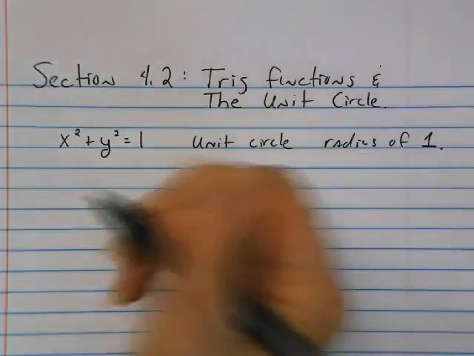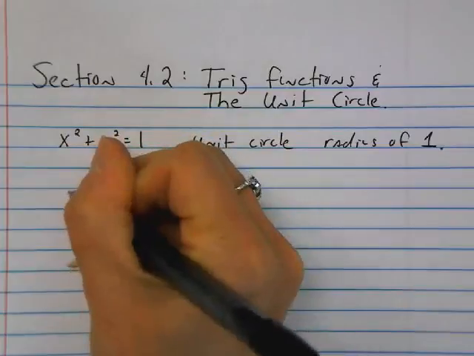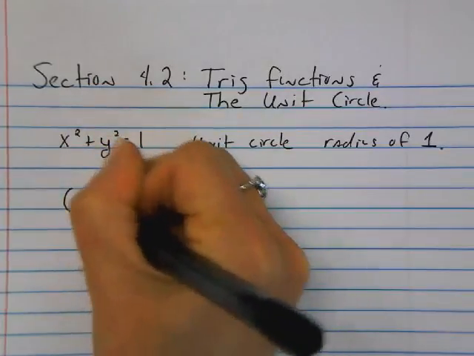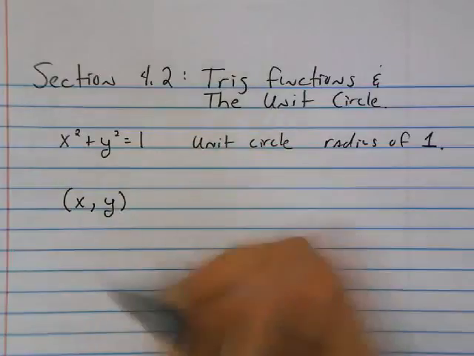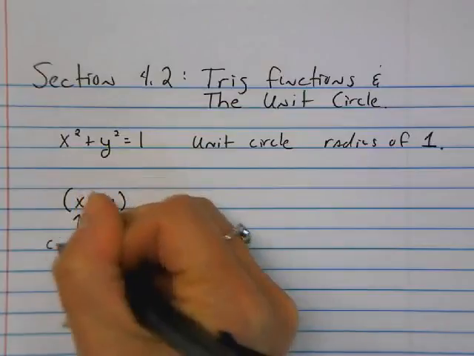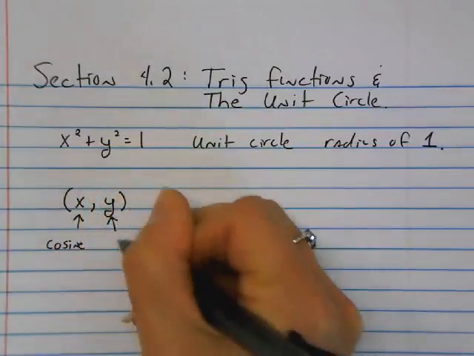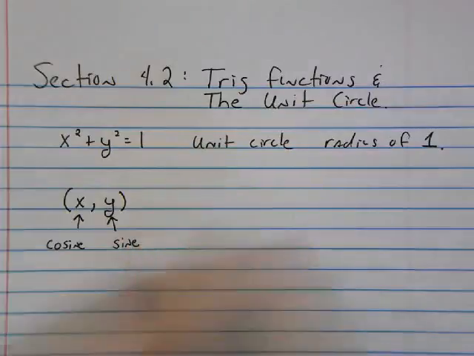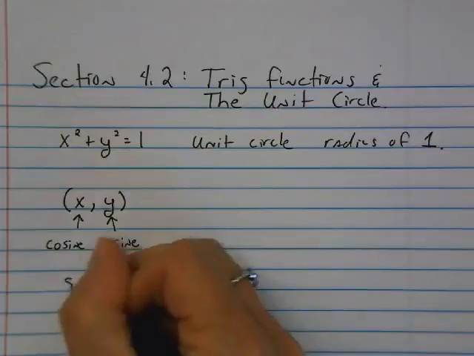Okay? Now we're going to go ahead and define our trig functions. So in an ordered pair, we normally have x, y. So the x value is going to represent the cosine, and the y value will represent the sine of the function. Okay, so we're going to go ahead and write that out.